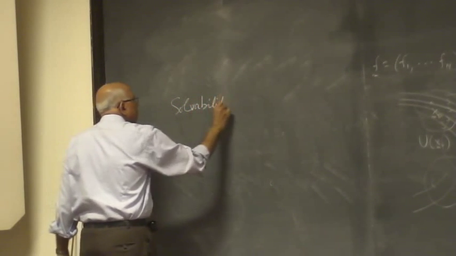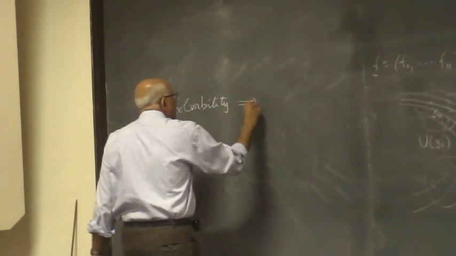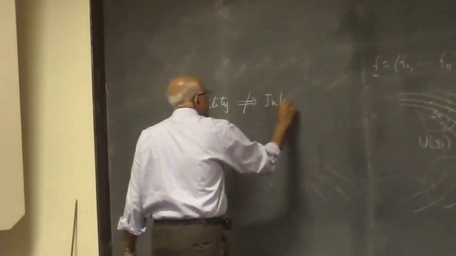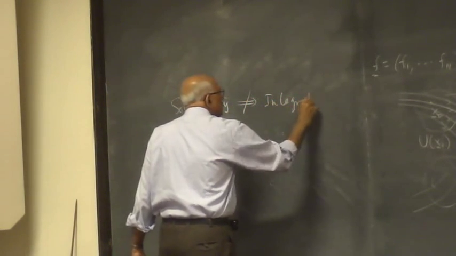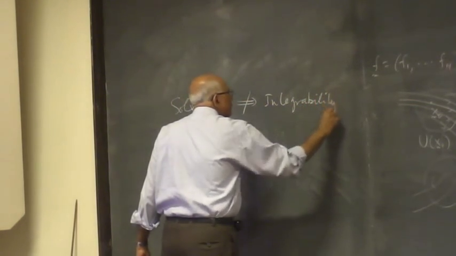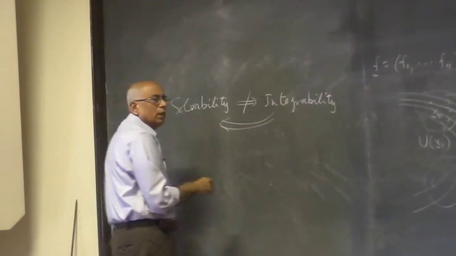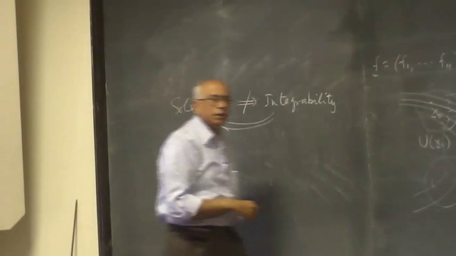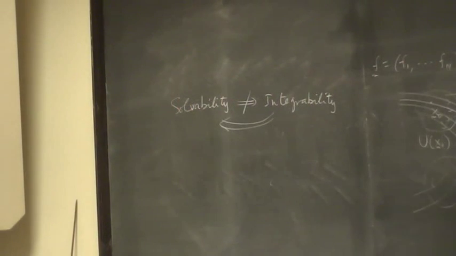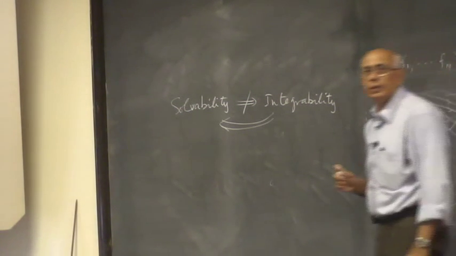Solvability does not imply integrability. But integrability implies, of course, solvability. If you can write the solution down for arbitrarily large t, then of course you can write it down locally for small values of t. But the implication doesn't go the other way.